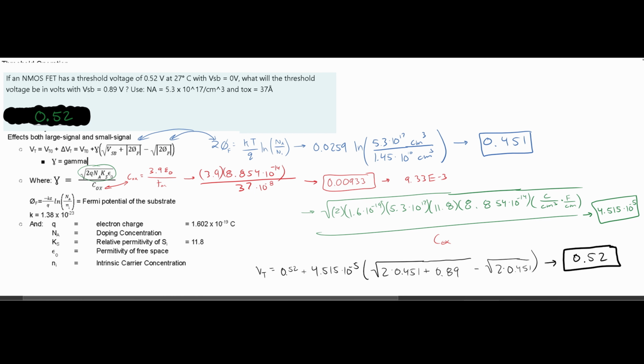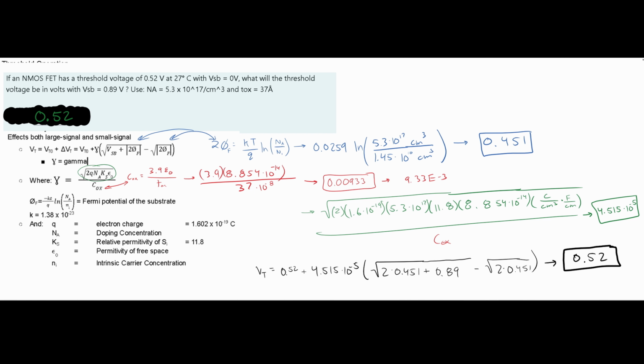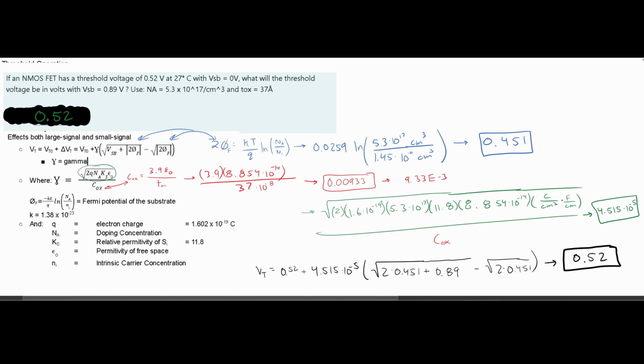The first thing that we're going to do is use the notes that are in the description below the like button. There's a page with the following notes on it right here. With these notes, we are going to solve for it. This is for the effects on both large signals and small signals. Vt is equal to all of this, and we essentially want to use this entire part to solve our problem.